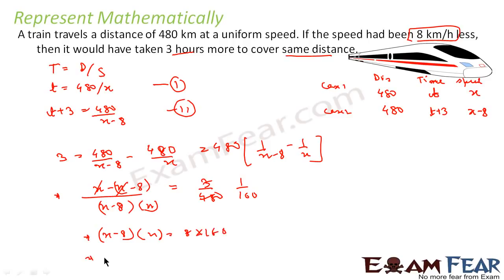Now let's solve this further. I'll get x square minus 8x minus 1280 is equal to 0. And this is also a quadratic equation. We'll explain later how we will solve this, but now we have derived this quadratic equation. We have converted this real life scenario into a quadratic equation. This is one real life application of quadratic equations, where you know some part of the distance and time and you want to know the actual value of speed. Here x is the initial speed of the train.